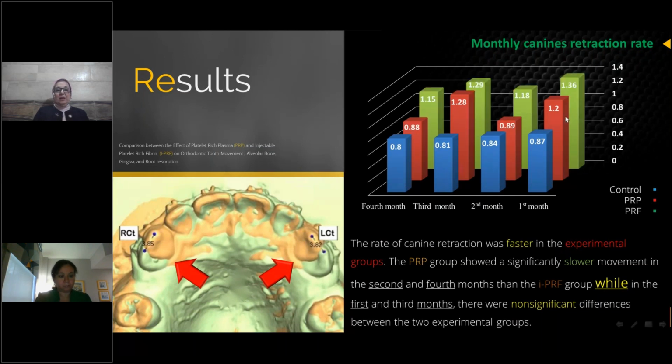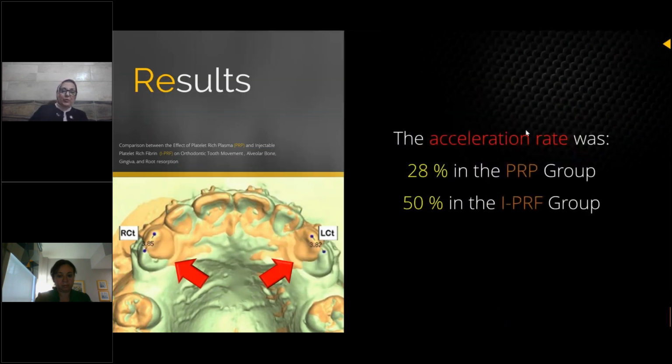The PRP group showed a significantly slower movement in the second and fourth months than the injectable PRF, while in the first and third months there were non-significant differences between the two experimental groups. The acceleration rate was 28% in the PRP group and 50% in the injectable PRF group compared to the control group.